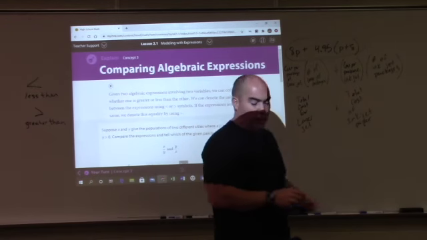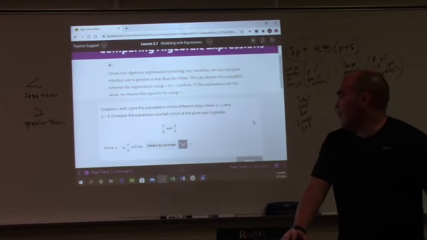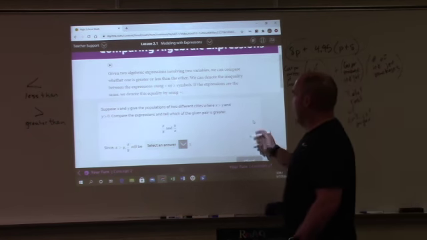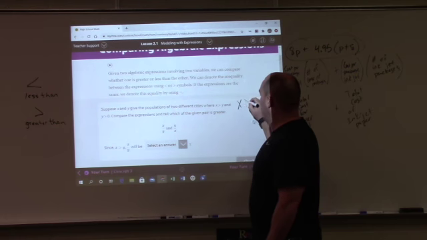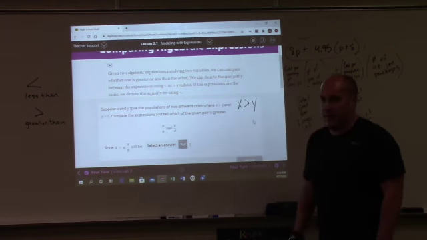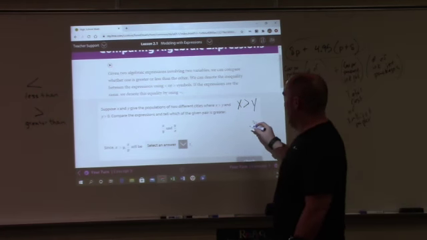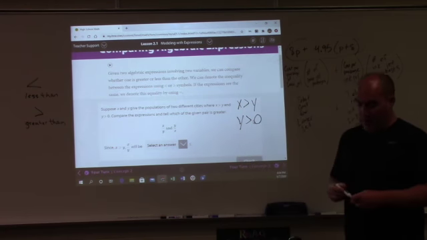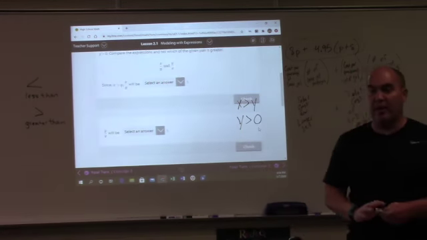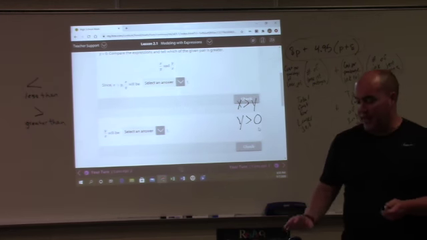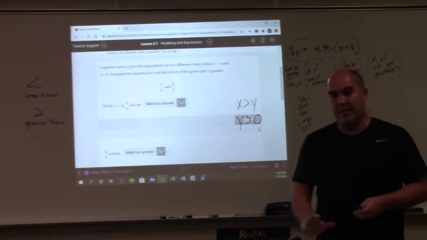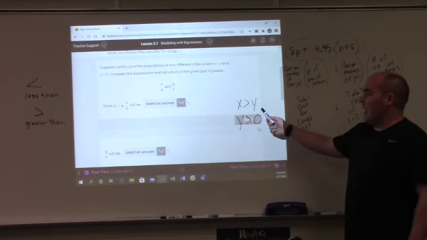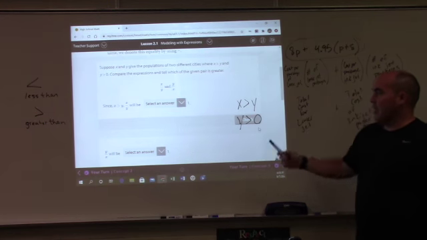Alright, so here's what we're going to think about. We have X and Y give the populations of two different cities. They tell us that X is greater than Y. They also tell us that Y is greater than 0. They tell us Y is greater than 0 to make sure that we understand that everything that we're dealing with is a positive number. We're not dealing with any negative numbers here. Everything is positive. Alright, so X is bigger than Y, and Y is bigger than 0, so all positive numbers.